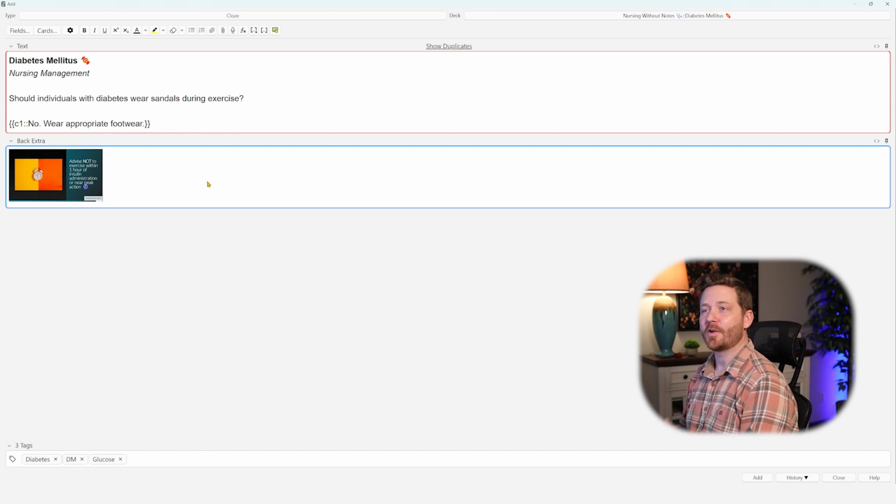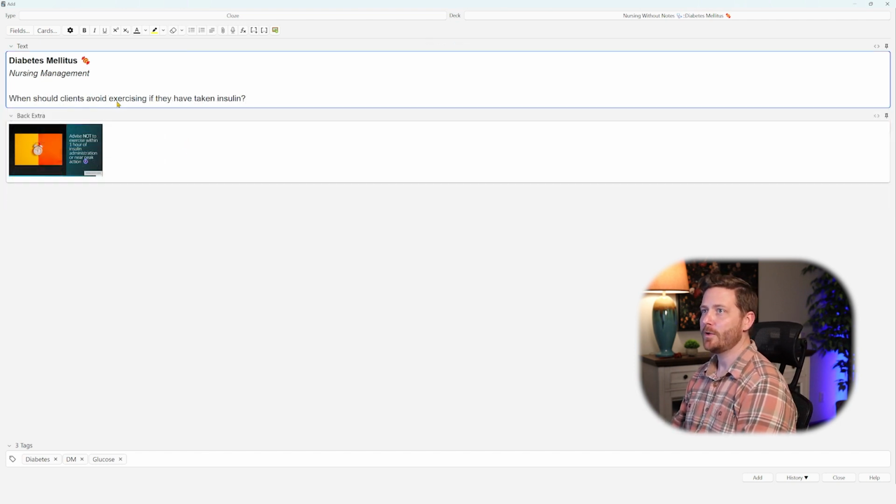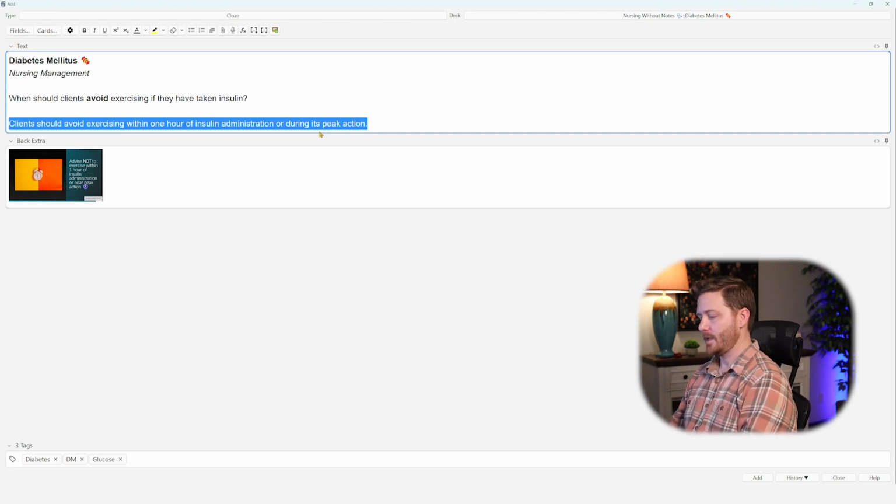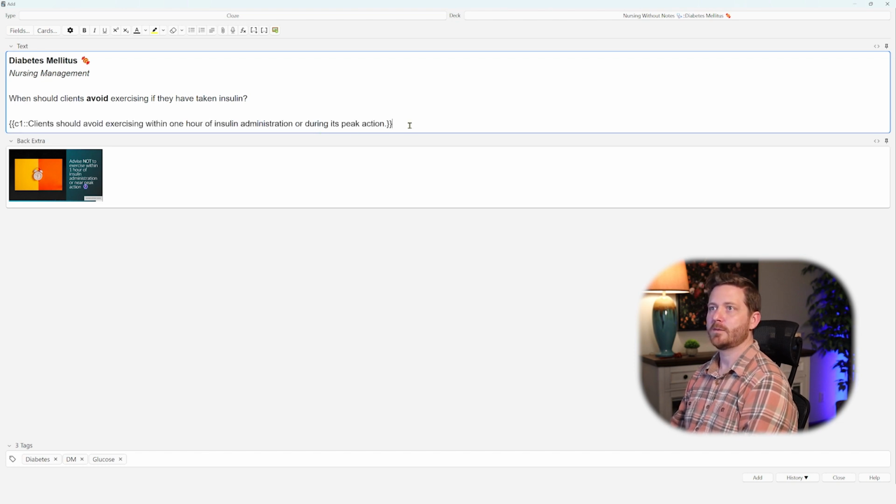Now, next we want to let them know not to exercise within 1 hour of administration or near that peak action of their insulin. When should clients avoid exercising if they have taken insulin? And let's bold avoid. So clients should avoid exercising within 1 hour of insulin administration or during its peak action. And let's go ahead and close that off and add that in there.